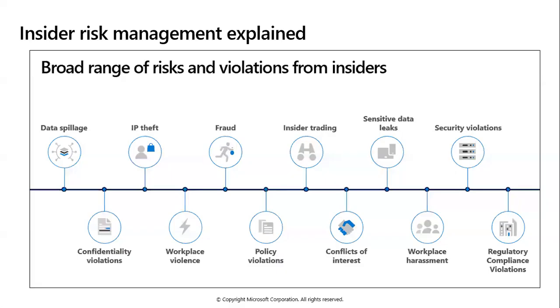So these 12 items are the broad range of risk and violation from insiders. Whenever we are going to do any work, we have to remember these 12 types of violations and risk.